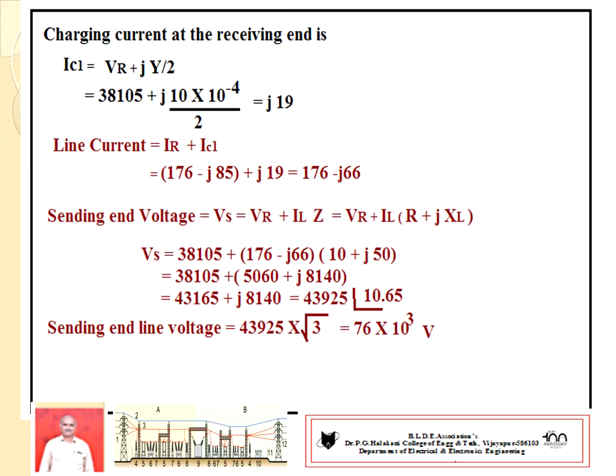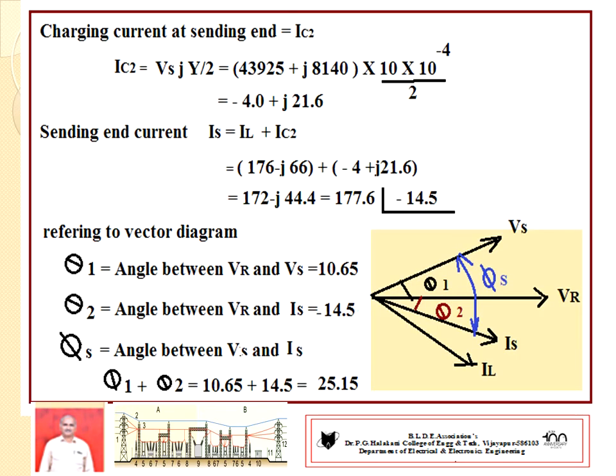So we are going to get 43,165 plus J8140. So it equals 43,925 magnitude with an angle of 10.65. So this angle is leading with respect to VR. Then if you want the sending end line voltage, you calculate it. So after calculation of Vs, then it is very easy to calculate IC2.